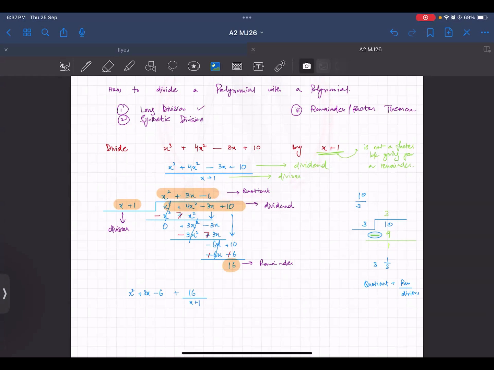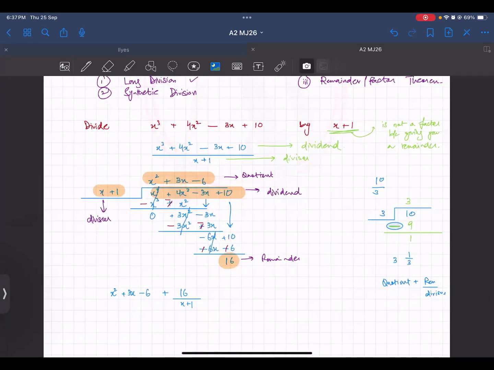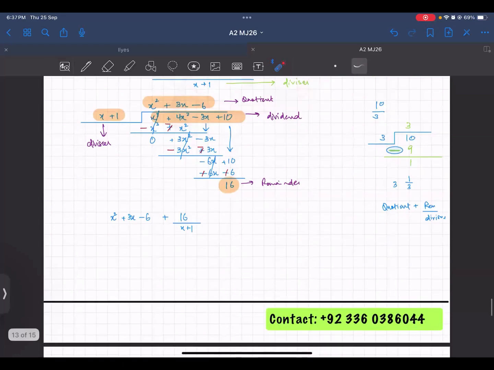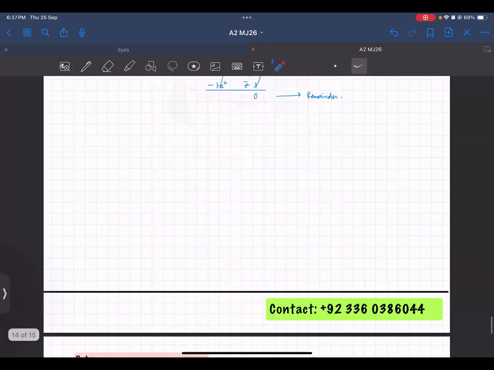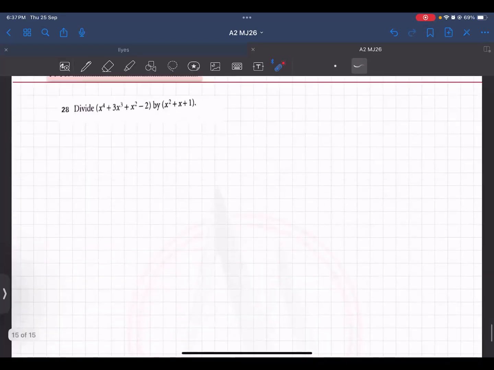We also discussed that if, after division, the remainder is zero, this tells us that the divisor, the thing by which you are dividing, is a factor. A factor completely divides another thing, so there is no remainder. If you are getting a remainder, this means that your divisor is not a factor. And if your remainder is zero, the divisor is a factor. We will use this logic again later as well.